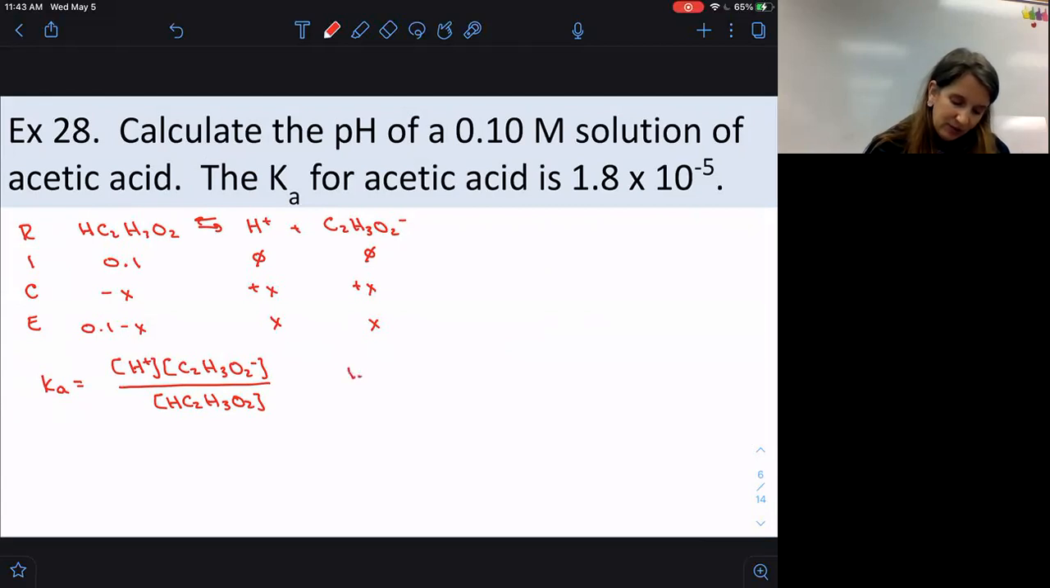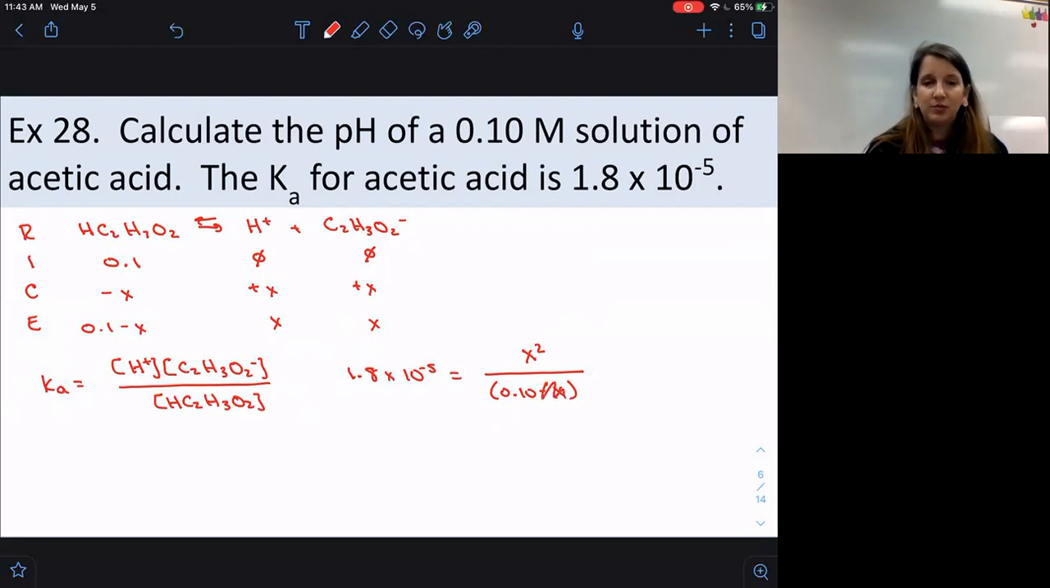So our constant is 1.8 times 10 to the negative 5th. We're going to have on the top x times x, so that's going to be x squared. And on the bottom, we're going to have 0.10 minus x. So you can see that our x's are not raised to the same power in our expression. So that means that this x on the bottom is negligible. So we can make that negligible.